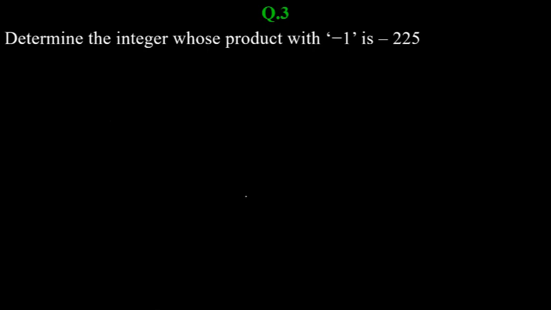Next, determine the integer whose product with minus 1 is minus 225. Samarth, think again. Siddhi, Tina, Akanksha, correct. Ashrit, correct. Yes. Okay. So you have something multiplied with minus 1 and it is minus 225.